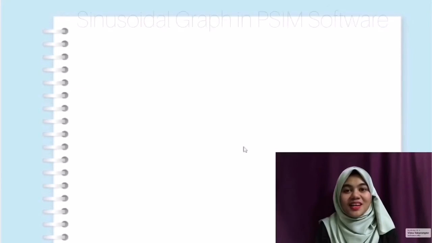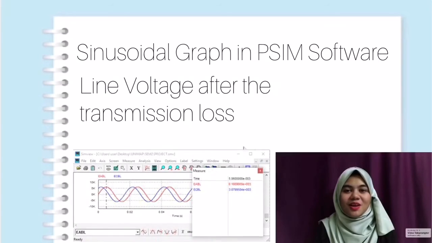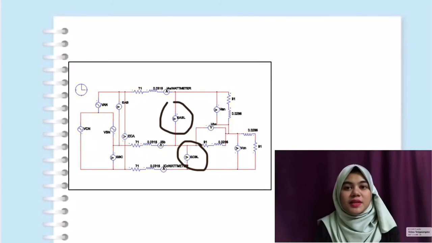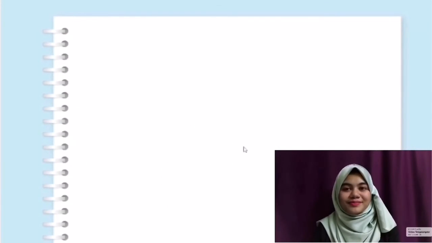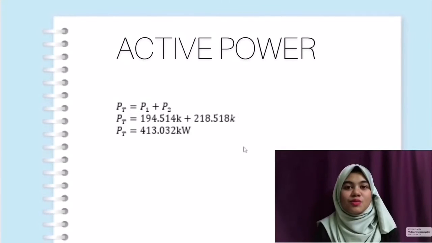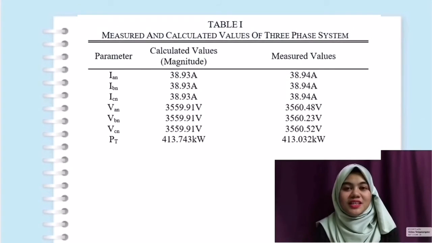Let's take a look. This is sinusoidal graph of load voltage, line current, and line voltage after the transmission loss. The voltage probe, EABL and ECBL, is placed after the transmission impedance. It is because the line voltage need to be found after the voltage drop. The voltage value of EABL and ECBL is used in 2 wattmeter method to calculate active power. Based on the result shown in this table, calculated value is approximately the same with measured value.